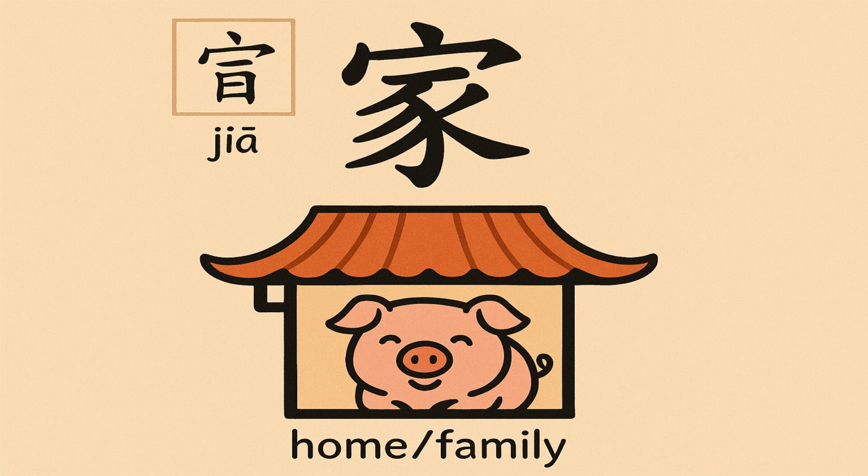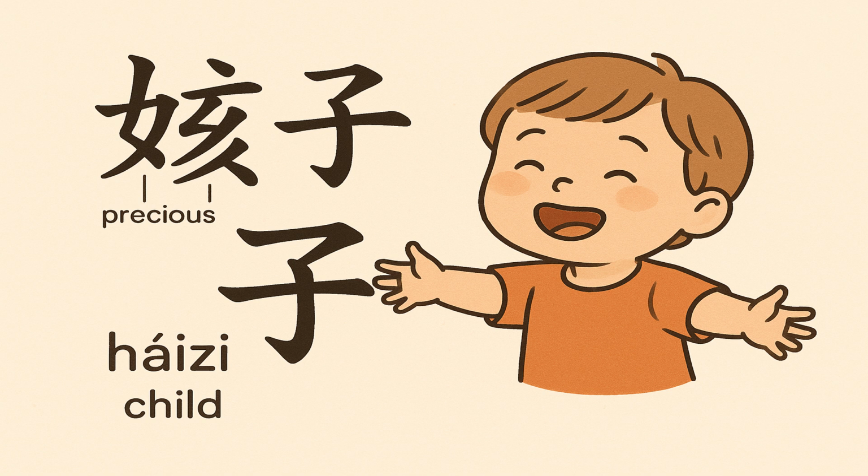Our second character combination is Haizi, meaning child. This is how Chinese people commonly refer to children, and it's an essential word for talking about family relationships. The first character has the child radical on the right side, which already gives us a clue about its meaning. On the left side, we have a component that suggests something precious and cherished. The character literally shows us that a child is something precious and valuable to be protected.